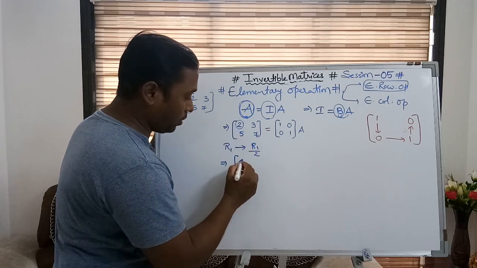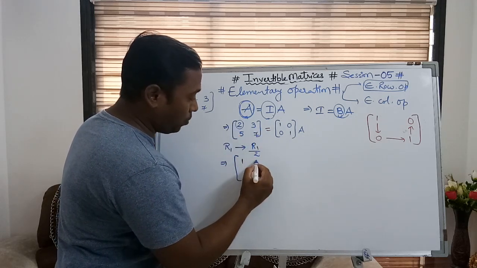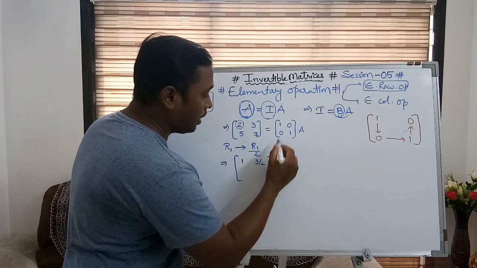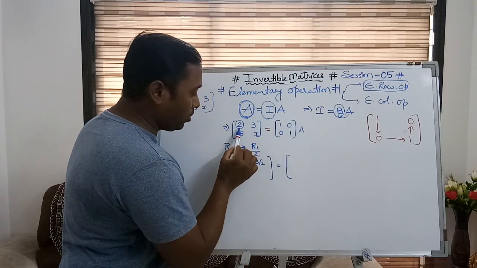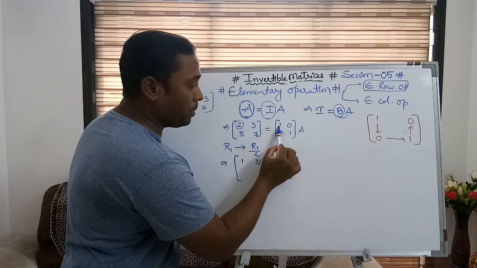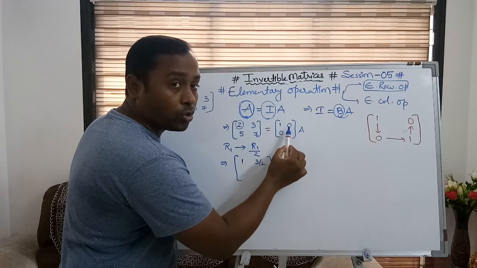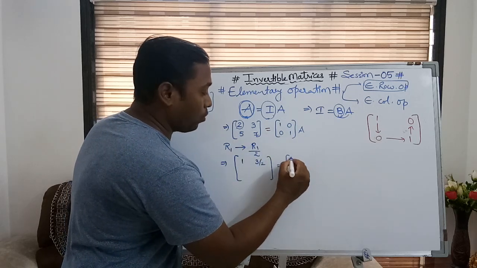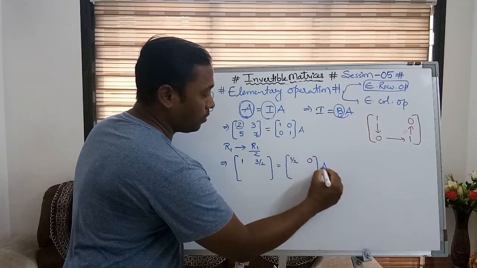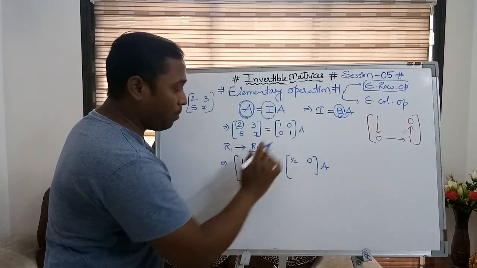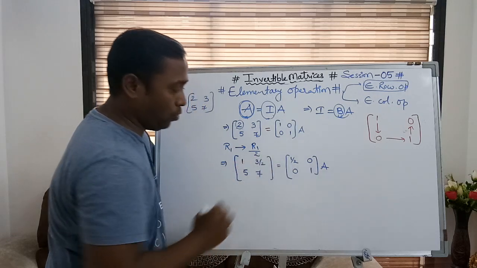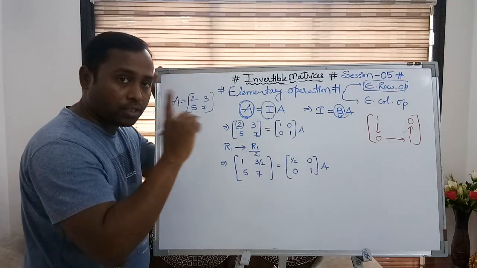So 2 by 2 is 1, and 3 by 2 is 3 by 2 only. Then whatever change you make in this matrix, the corresponding change will be done in the identity matrix also. This is the process. So 1 by 2 it becomes, and 0 by 2 is 0 only. Row 2 elements remain the same, so I am writing row 2 as it is. There is no change in row 2. Have you understood the first step?